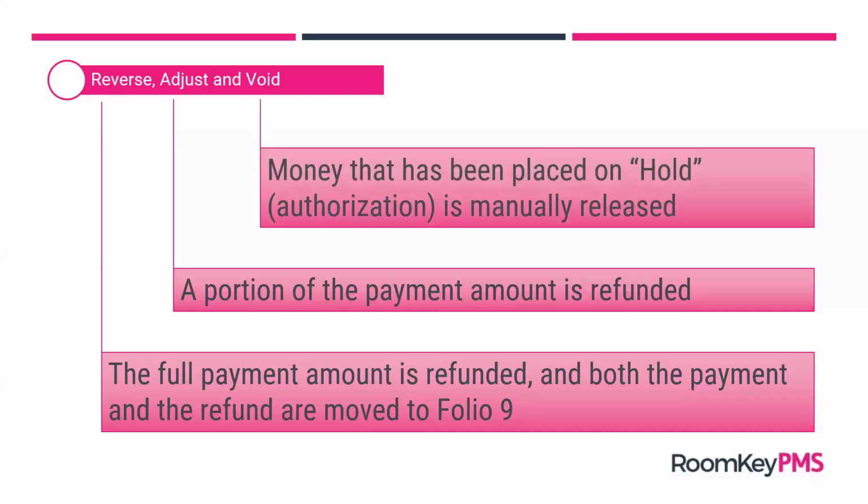Lastly, the void function. This allows you to take money that has been placed on hold using the authorization process and manually release that hold from Roomkey. So the void does not do anything with payments, but it does allow you to manually release the authorization hold, or authorizations, that we looked at previously.